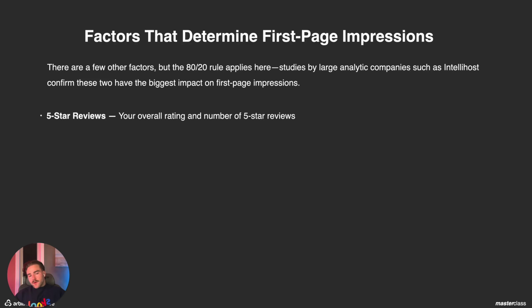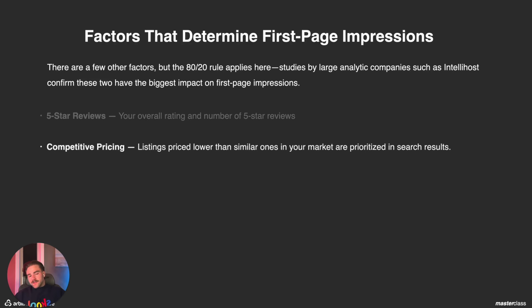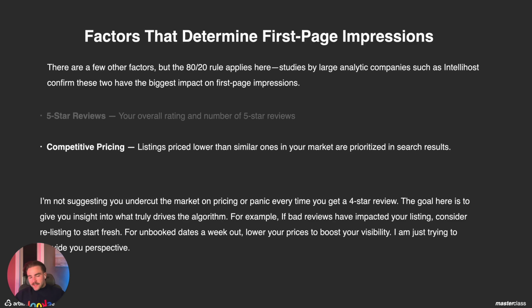5-star reviews, so your overall rating and number of 5-star reviews, and competitive pricing. Listings priced lower than similar ones in your market are prioritized in search results. I'm not suggesting you undercut the market on pricing or panic every time you get a 4-star review. The goal here is just to give you insight into what actually drives the algorithm. For example, if bad reviews have impacted your listing, maybe consider relisting and just starting fresh. If you have dates that are unbooked a week out, maybe just lower your prices to boost your visibility. I'm just trying to give you perspective.